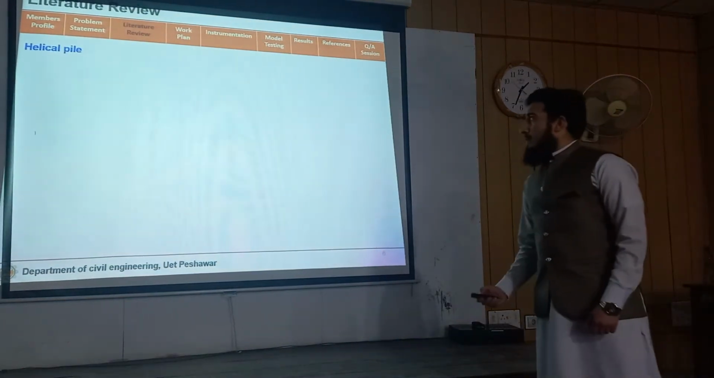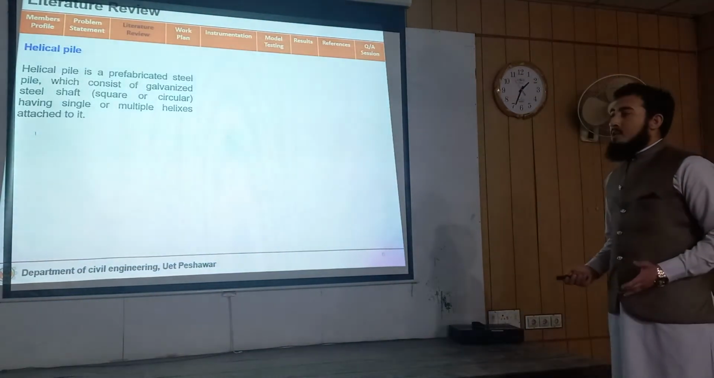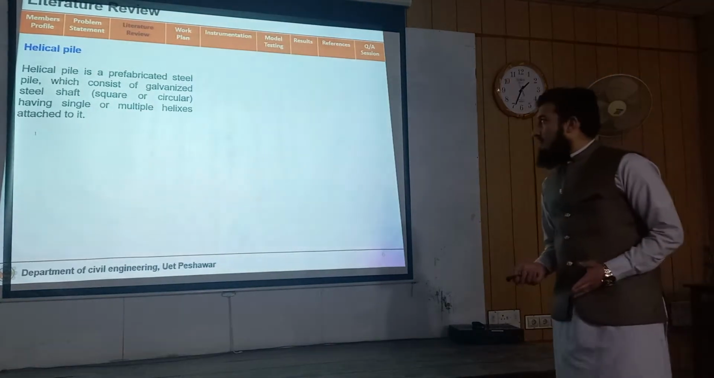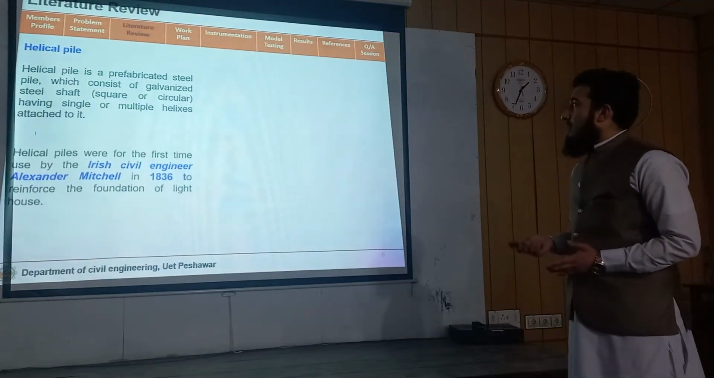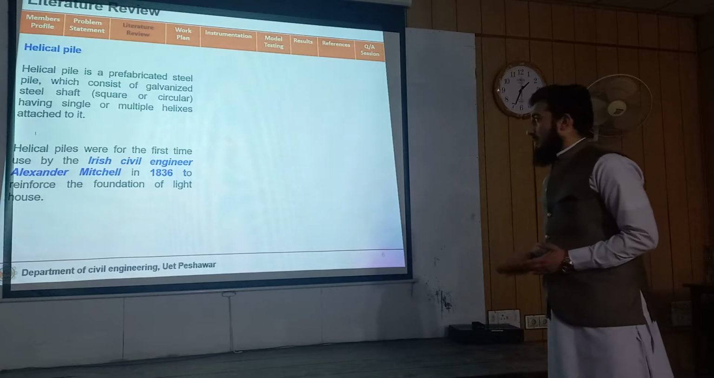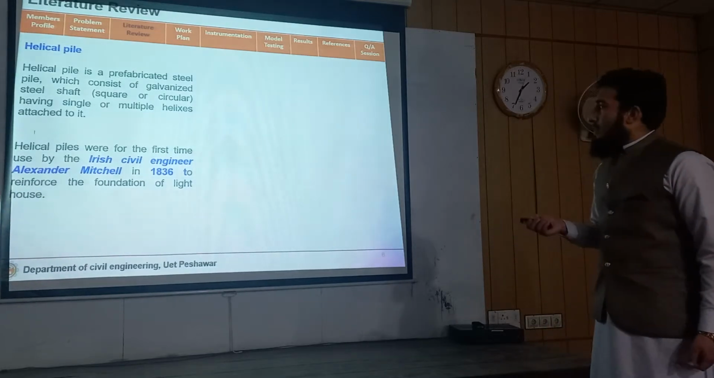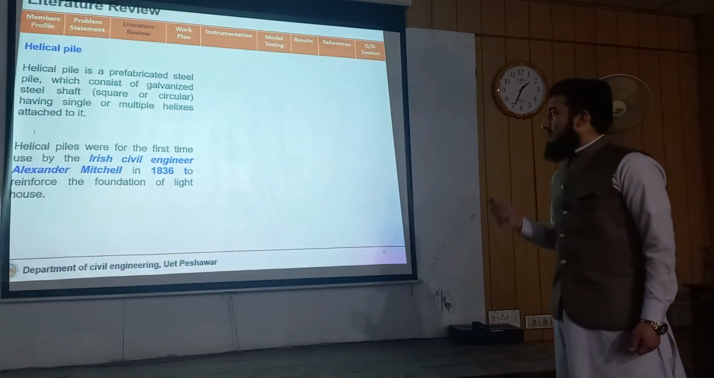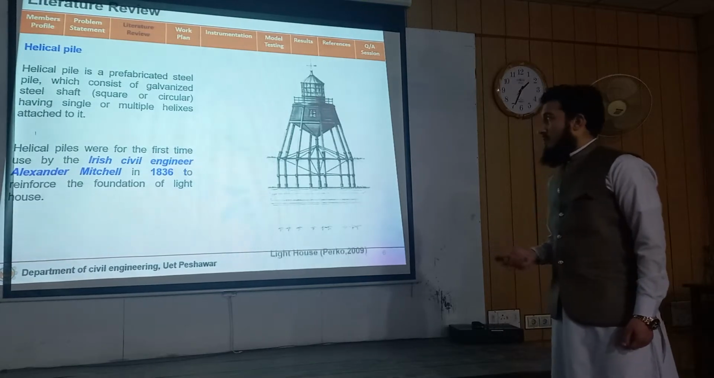Now literature review. Helical pile. It is a prefabricated steel pile which consists of a galvanized steel shaft, either square or circular in shape, having single or multiple helixes attached to it. This was for the first time used by Irish civil engineer Alexander Mitchell in 1836 in the foundation of a lighthouse.